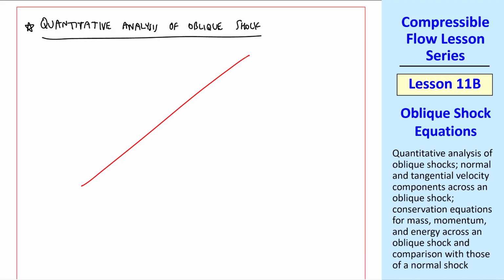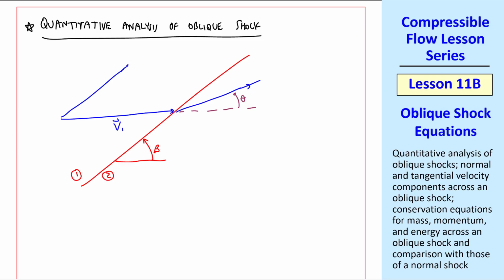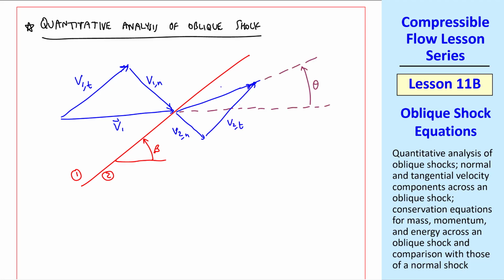Here's our oblique shock, with 1 before the shock and 2 after. We'll let v1 be the velocity approaching the shock. The shock itself is inclined at shock angle beta, and the flow turns at some smaller angle, the turning angle, theta. Let's split this velocity v1 into two components, v1t, which is tangent to the shock, and v1n, which is normal to the shock. We'll do the same with v2. v2n will be smaller than v1n across the shock, and v2t will be the same as v1t. v2 is the vector sum of these two components.